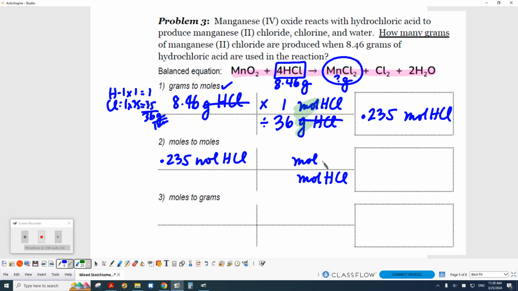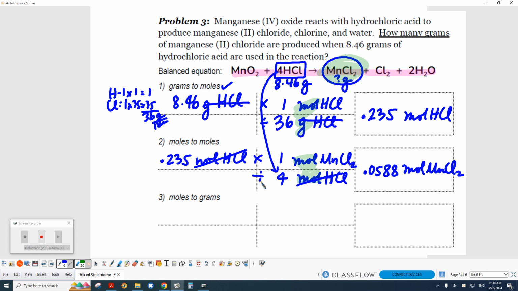And on the top, we place the moles of what we're looking for. In this case, we are looking for manganese 2 chloride. And now that we realize that this is a moles to moles conversion, use the mole ratio. That's right. The mole ratio, there is a 1 in front of this. That's the coefficient of manganese chloride. And there's a coefficient of 4 in front of hydrochloric acid. Moles of hydrochloric acid cancel out, and we're left with moles of manganese 2 chloride. And using a calculator, we find the answer is 0.0588 moles of manganese 2 chloride. That's 0.235 multiplied by 1 divided by 4.